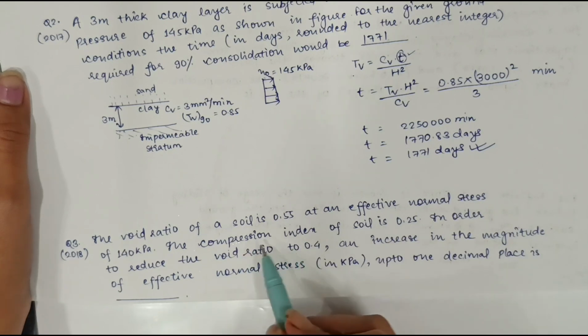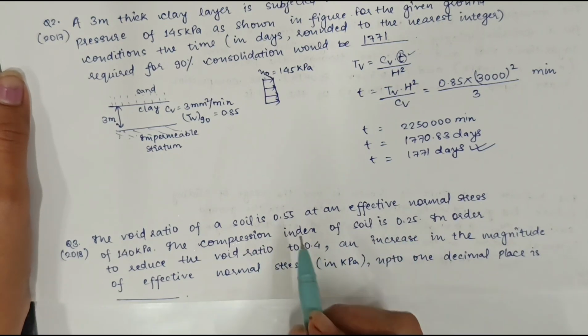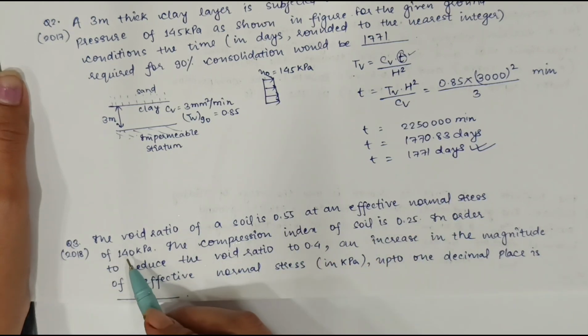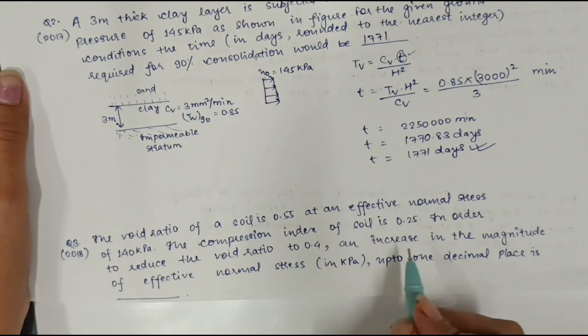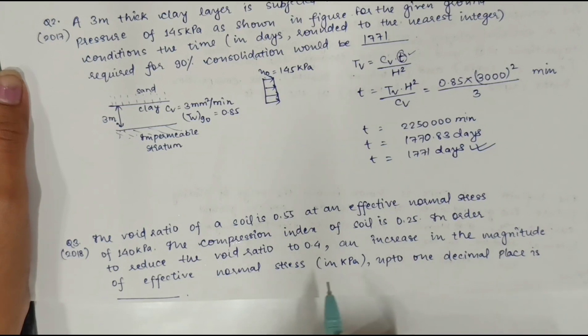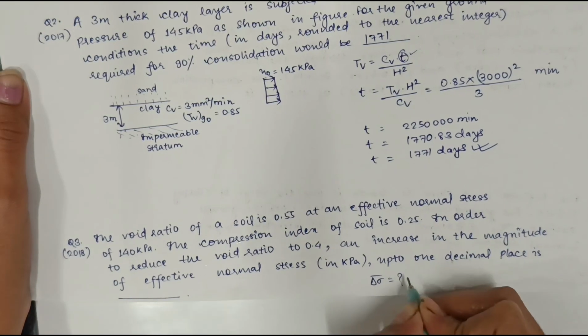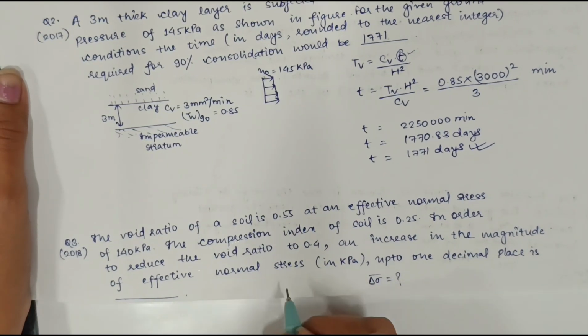Since देखो compression index of a soil given है and the void ratio, change in void ratio भी हमारे को यहाँ से मिल जाएगा. Initial लिखा है, final लिखा है, एंड इफेक्टिव नॉर्मल स्ट्रेस लिखा है. ओके, हमारे को क्या फाइंड करना है? इंक्रीज इन मैग्नीट्यूड ऑफ इफेक्टिव नॉर्मल स्ट्रेस. ओके, इंक्रीज इन मैग्नीट्यूड मीन्स वी हैव टू फाइंड the increase in the magnitude of effective normal stress.